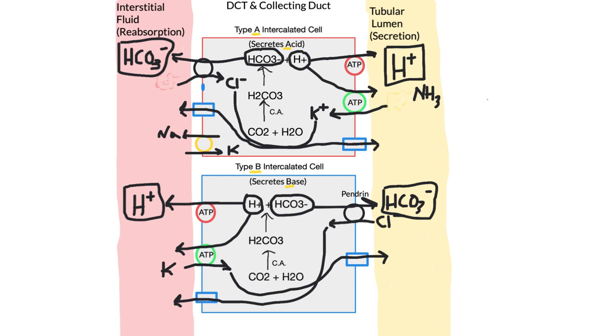Now we're almost done, but we still have to take care of this free hydrogen that's in our urine because we don't want to let our urine get too acidic. So the solution for that is to combine hydrogen with ammonia to produce ammonium. And now this will be excreted in our urine.